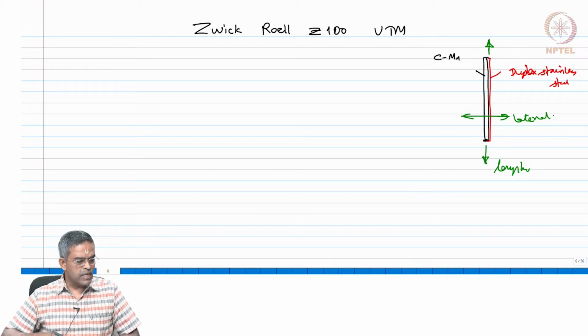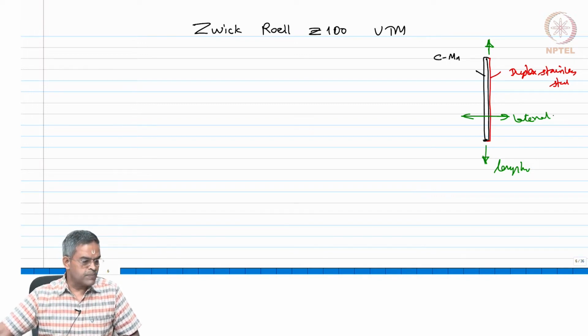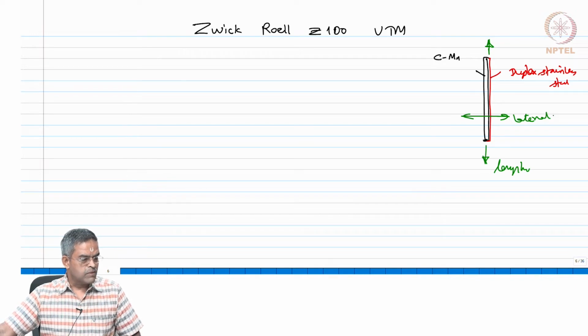So, the tensile strain and stresses are observed when you place it in the UTM. We use a video extensometer to measure this. 3 specimens are tested, and then we do the metallographic investigations on the finished surface.